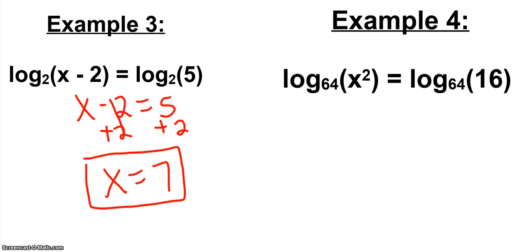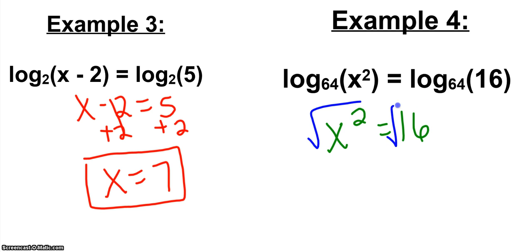Okay. Number 4. Log base 64 of x squared equals log base 64 of 16. Again, we have two logs equal to each other and they both have the same base. So that means our arguments must be set equal to each other. So x squared has to equal 16. And so we know that in order to solve this, we have to take the square root of both sides, because the square root and the square undo each other. So x is equal to 4.